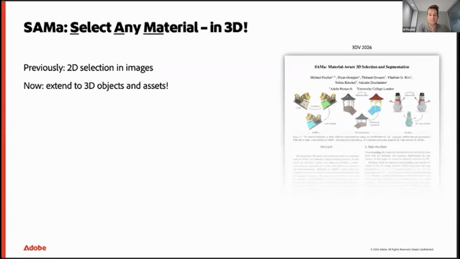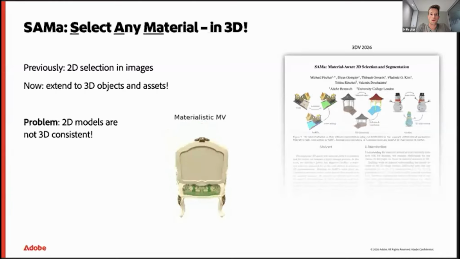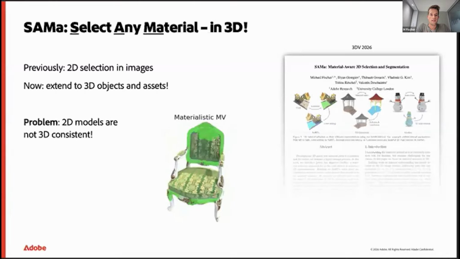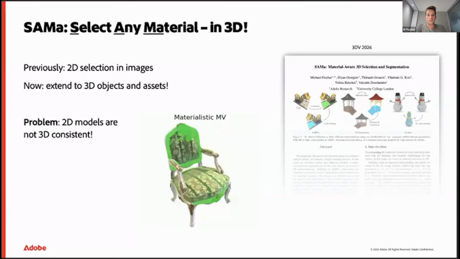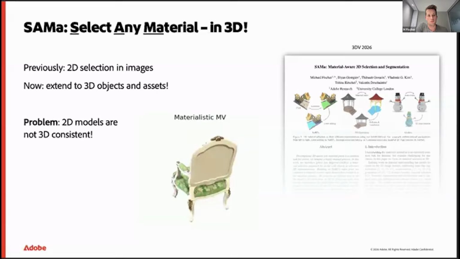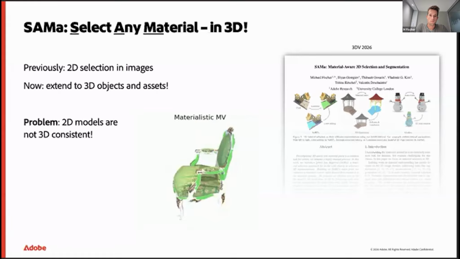So if you've been paying attention so far, you realize that previously we were only doing selection in image space, right? So on 2D images. And now the goal here in this paper is to extend it to 3D objects and assets. The problem is that 2D selection models, or any 2D model, is not necessarily 3D consistent. So if you run materialistic, for example, on this chair here, and just rotate the chair and render out an image for each rotation and run the model, you see that, sorry, I don't know why the video is playing so bad, but you see that the selection is not very good, and it's of course not consistent.